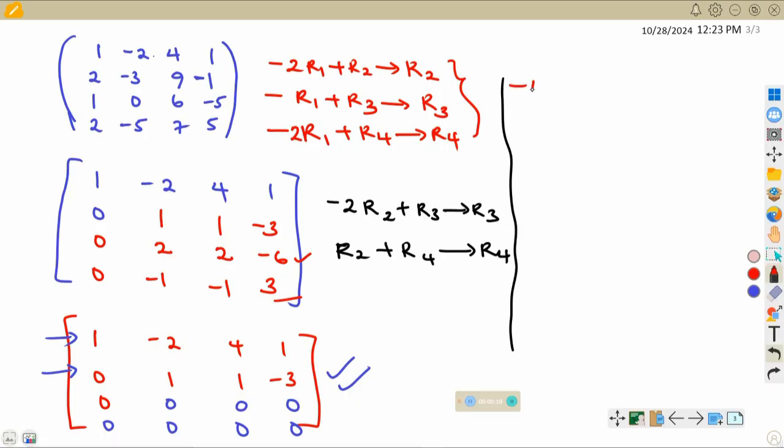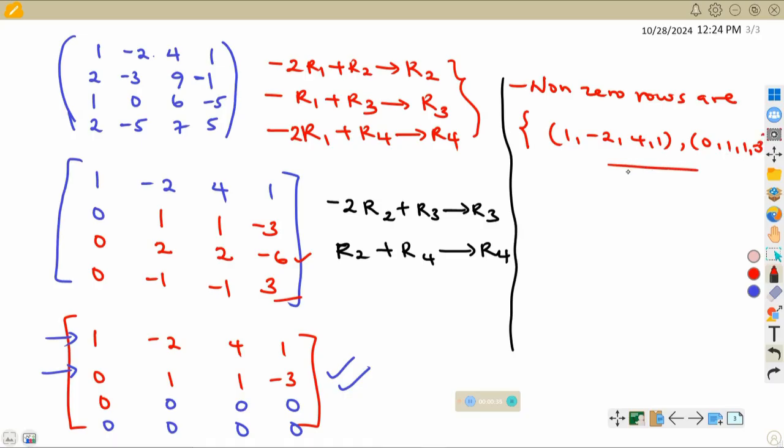So the non-zero rows, what are the non-zero rows? We have the non-zero rows being 1, -2, 4, and 1. Then we also have 0, 1, 1, and -3. So these are the non-zero rows. And of course, from that, we can easily see that our dimension will actually be what? Our dimension will actually be 2.